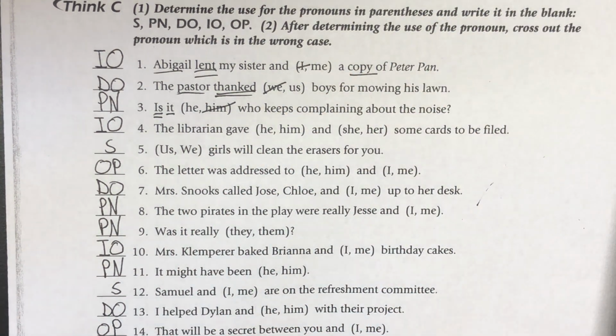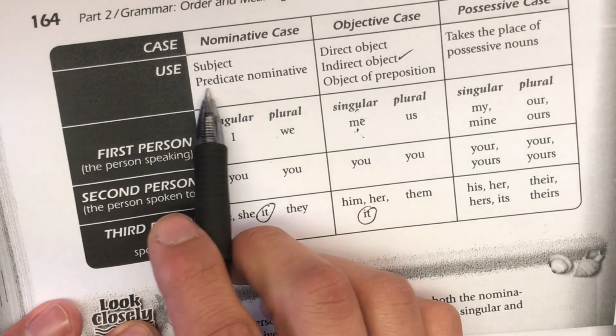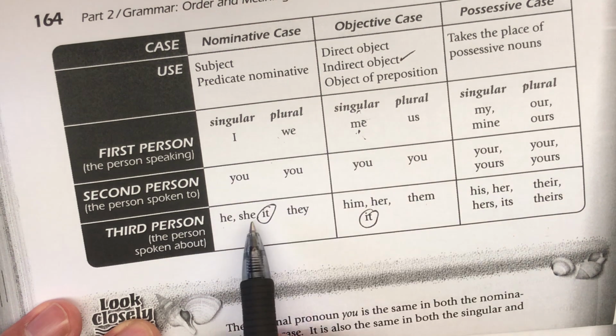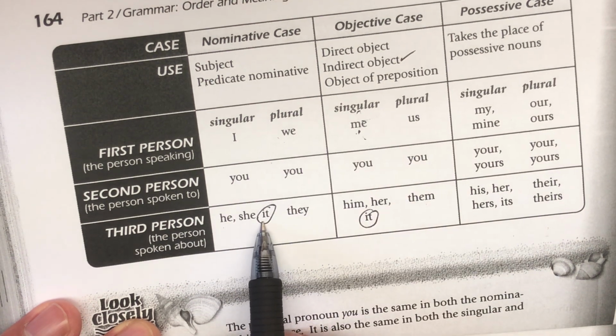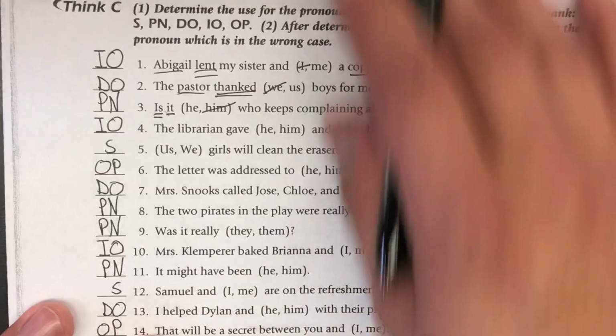Now, again, some people may say, is it him who keeps complaining about the noise? But that would be incorrect because the usage of the pronoun is a predicate nominative. And when it is a predicate nominative, okay, we have to use the nominative case, third person pronoun, it.